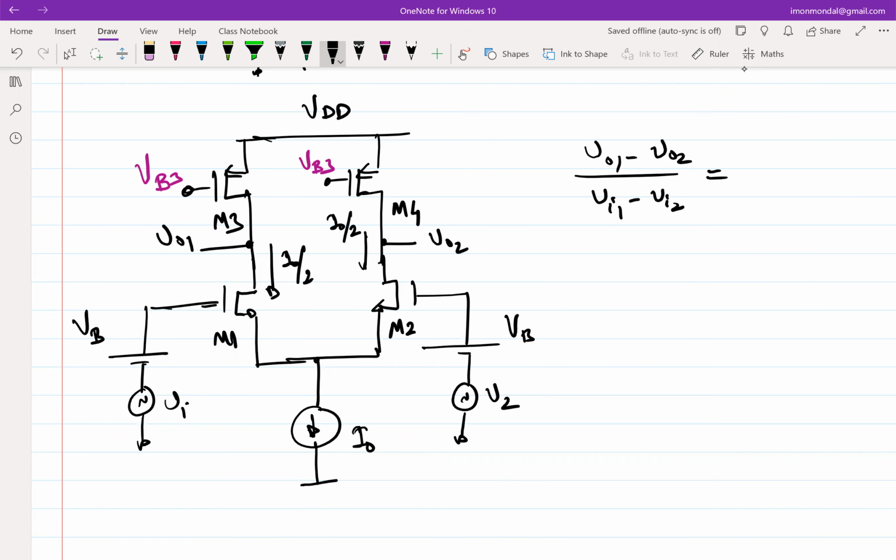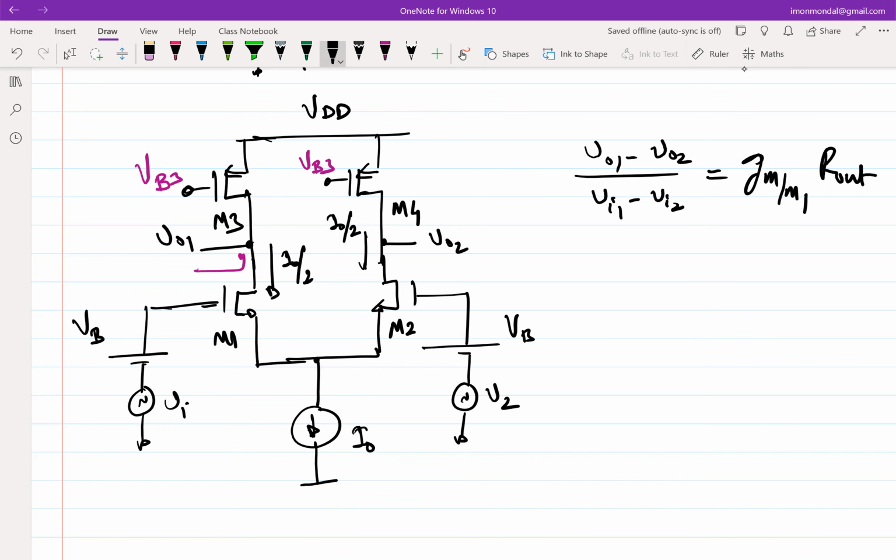You can look into your notes. GM of M1 times some resistance. What resistance? Looking from the source side, right? So basically you're saying looking from here, whatever is the output resistance, right? Some R out. Okay, so this will be some R out. What is this R out?